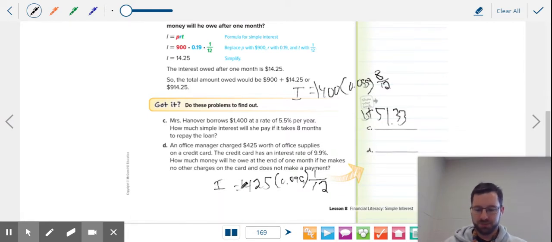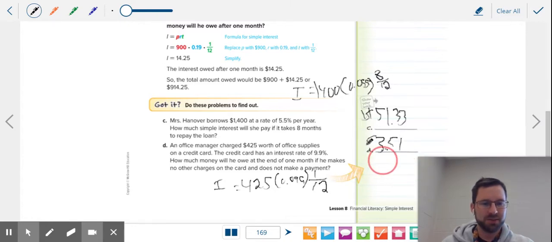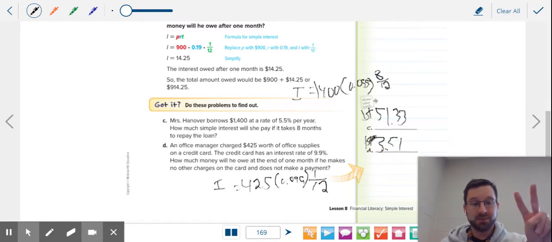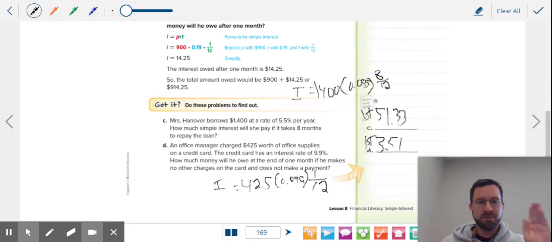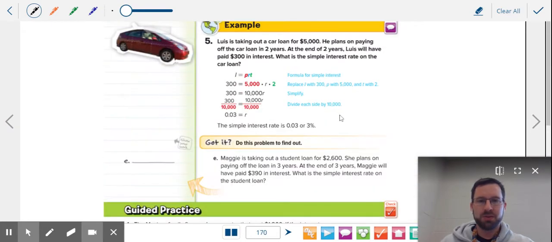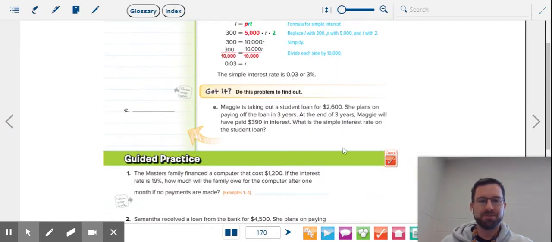Okay, so this one, 425 times 0.099 times 1/12 is $3.51. Remember, you have to round to the nearest penny. This came out to be 3.50625, and you can't charge all those extra places. So round to the second decimal place. The third decimal place is a 6, so 0 goes up to a 1. I know a lot of students are having trouble rounding, so make sure that you're doing it properly.